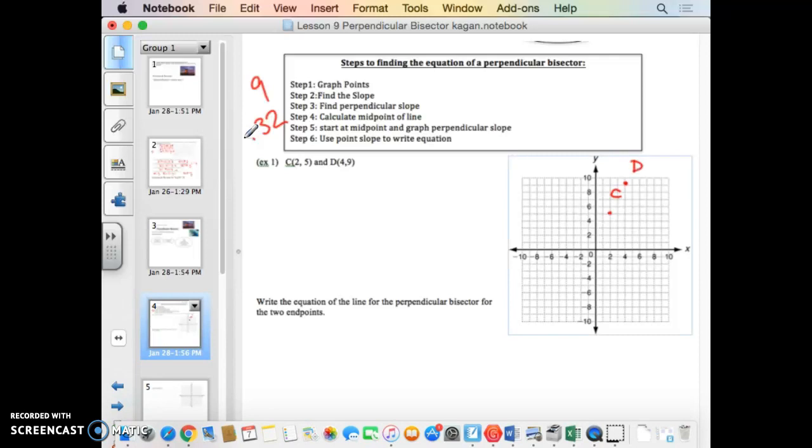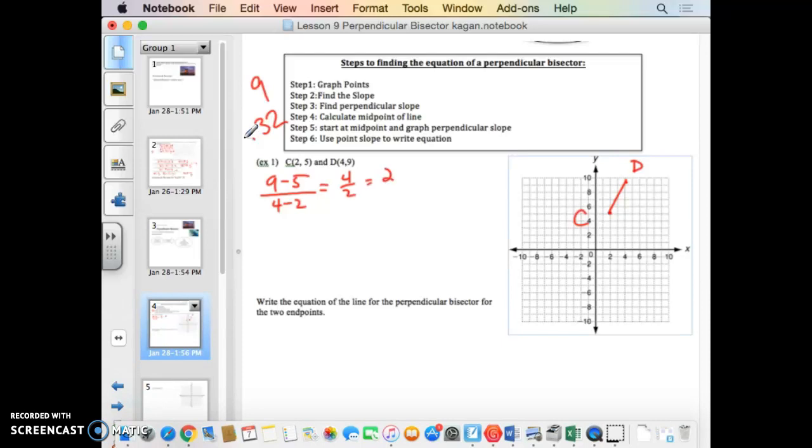All right, so this is CD, and I'm going to come up with a perpendicular bisector that is going to cut that in half and be perpendicular to it. All right. Second step is find the slope. Well, slope is 9 minus 5 over 4 minus 2, which is 4 over 2, which equals 2. So that's my slope.